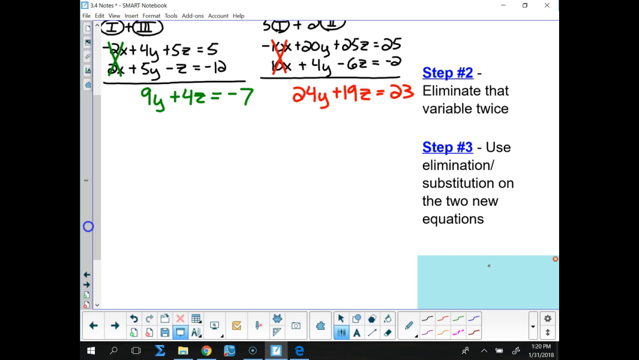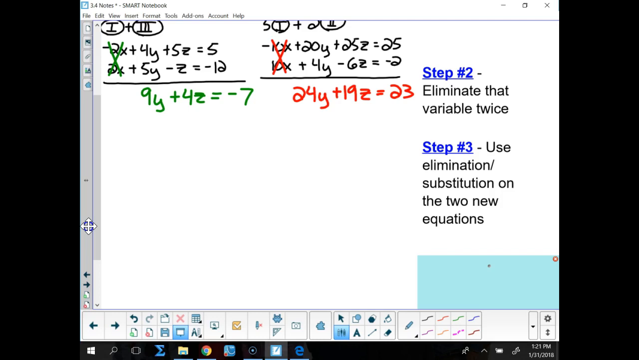Step number 3 now tells me that I need to use substitution or elimination on those two new equations to solve them for y and solve them for z.